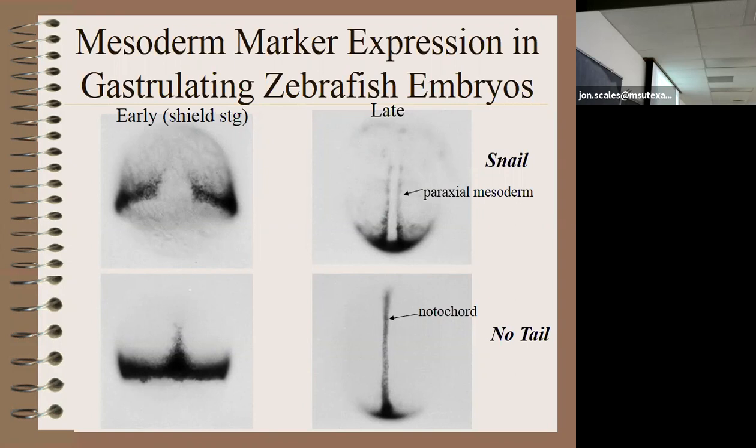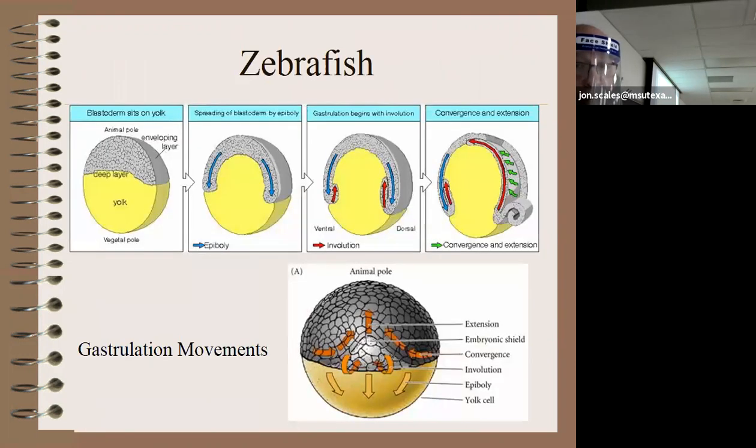So here, for example, is one particular gene called snail, and looking in the early embryo at the shield stage, or what we would call in Xenopus the initial gastrula stage, which would be right around here when it's beginning to undergo gastrulation.